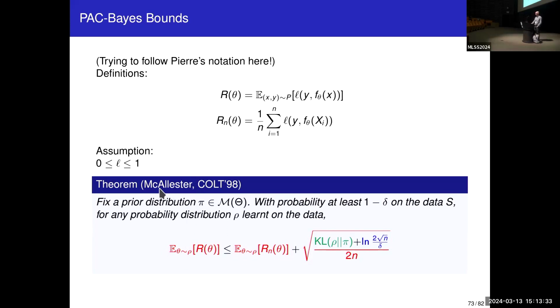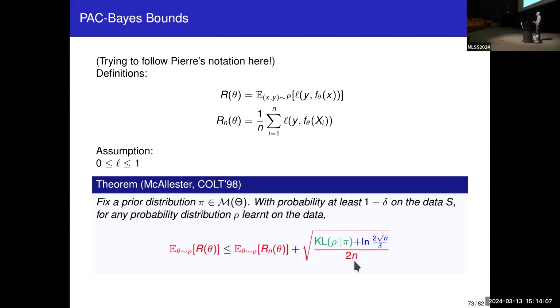And so this is the classic bound from David McAllester. And by the way, I will also assume, as Pierre did, that all the losses are bounded in [0, 1]. And so you have that the expected risk with respect to any rho, and this is the key thing in PAC-Bayes, rho can be learned from the data, is less than the empirical risk with respect to the same rho, plus a term that depends on the KL divergence between a prior pi and rho, and then a term that depends on the confidence and the number of samples.